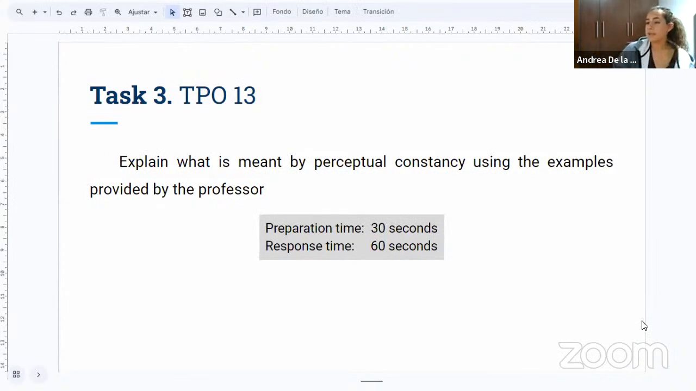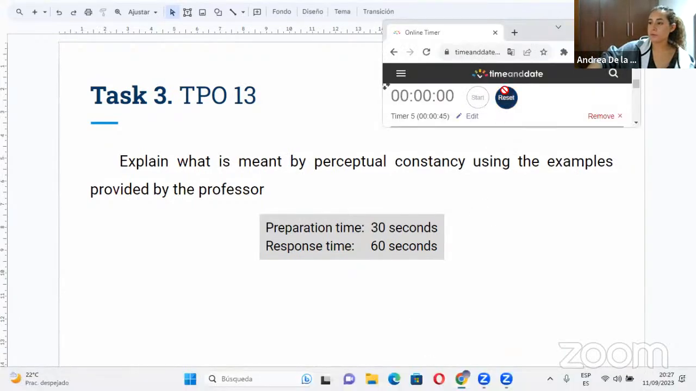Now the question says, explain what is meant by perceptual constancy using the examples provided by the professor. Now you guys have 30 seconds to prepare your responses.